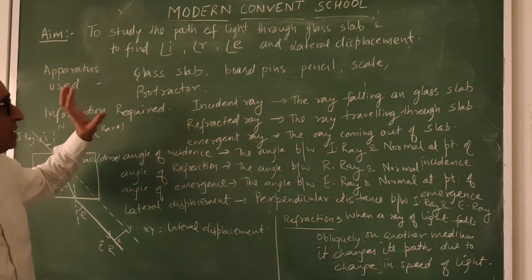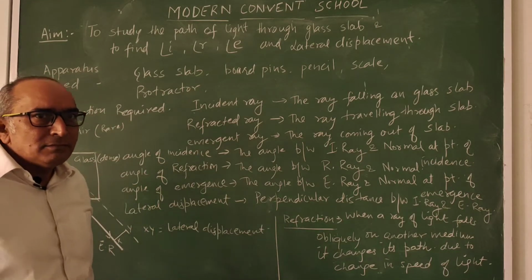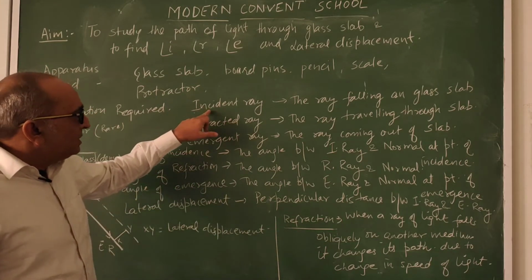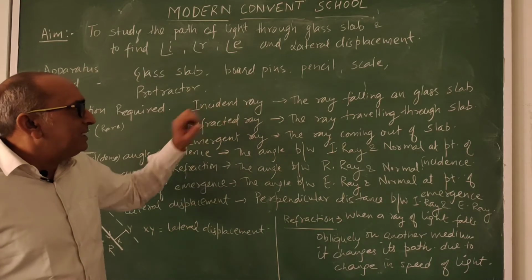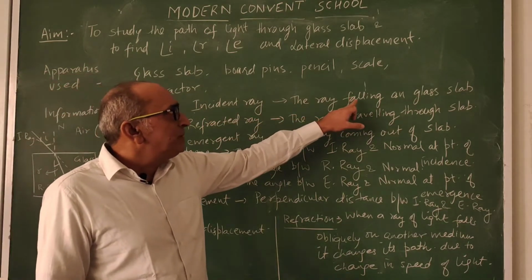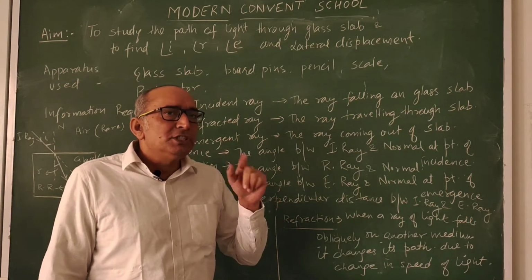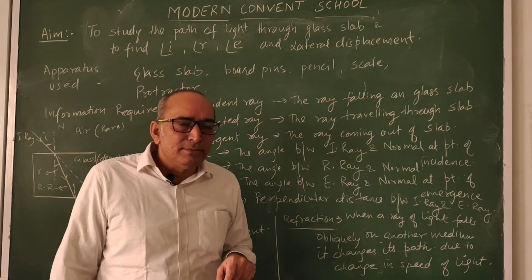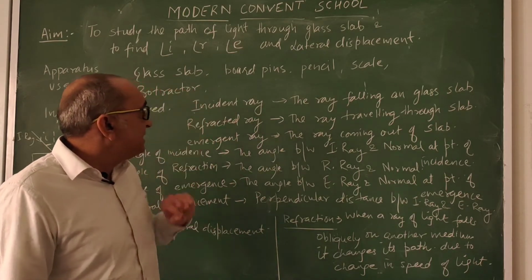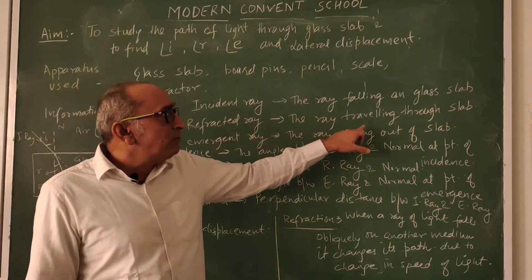Now the information which you should know before conducting this activity, you should know what is incident ray. Incident ray is the ray which falls on glass slab. The ray which is falling on glass slab is called incident ray. Refracted ray, the ray traveling through slab.